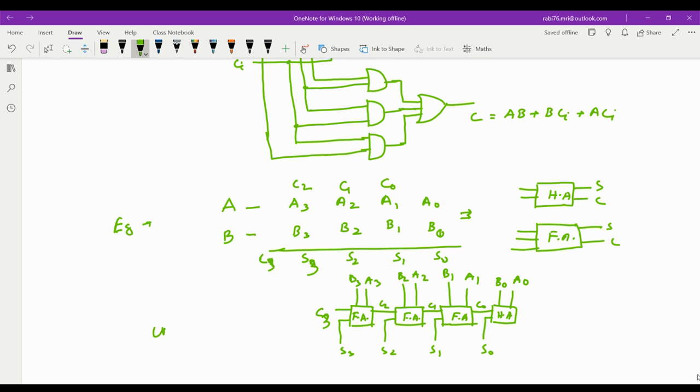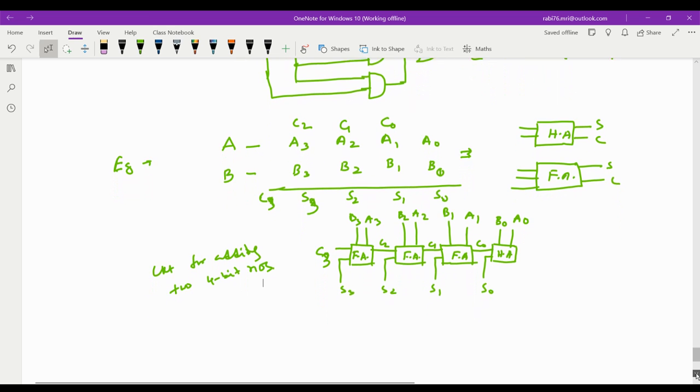two 4-bit numbers. Now another thing is that you can construct a full adder circuit with a half adder circuit. Now how to do this thing? Next point is you can construct a full adder circuit using a half adder circuit.